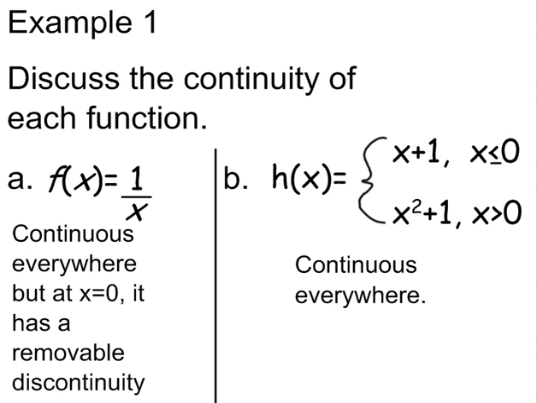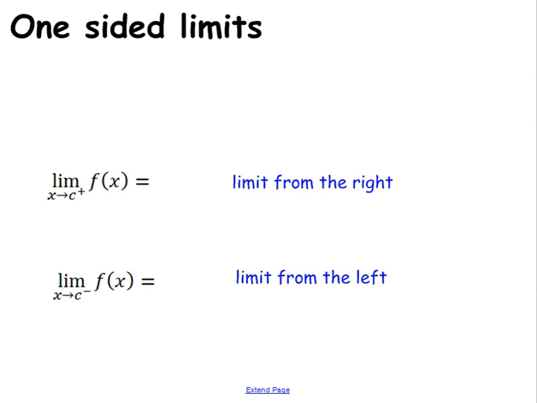Let's talk about one-sided limits. We've kind of looked at them, but we're now going to officially look at them. Again, the way to read this would be the limit of f of x as x approaches c plus. What that means is you're taking the limit from the right. And the second one says the limit of f of x as x approaches c minus, and that would be you're taking the limit from the left.